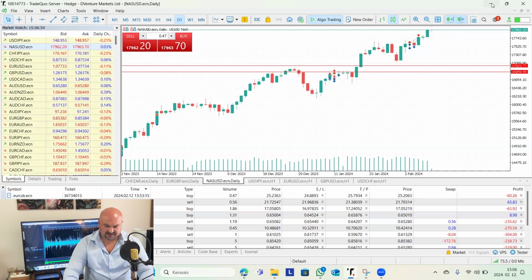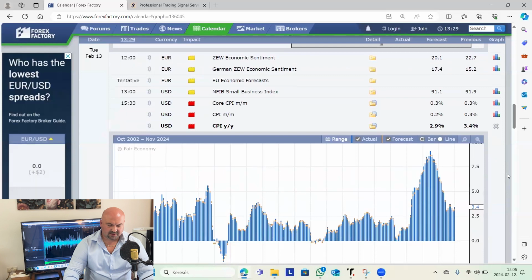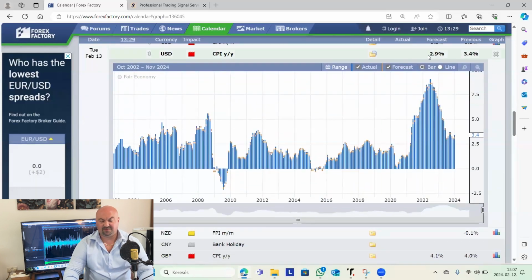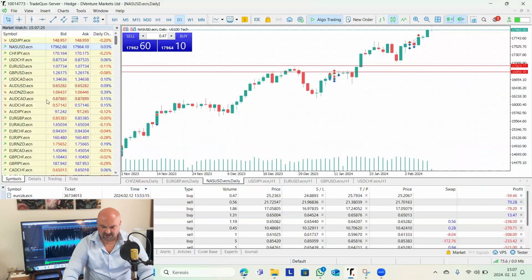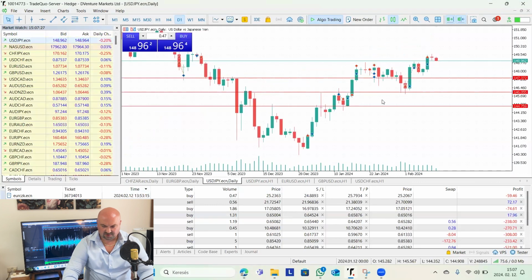Let's go forward. If this data is gonna be weaker, then we can see even a higher rally in the Nasdaq and a weakening dollar. If it's gonna be more than 3% or more than 3.4%, then the dollar is gonna be again, as you can say, a bodybuilder, a really strong and muscular currency on the market, and gonna smash everybody against itself. If you can see, the USD JPY is on a beautiful rally. We have signs that it's gonna go even higher.